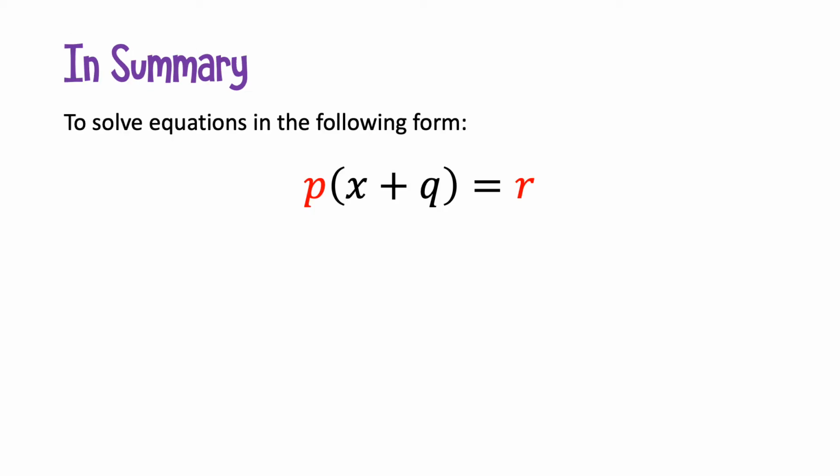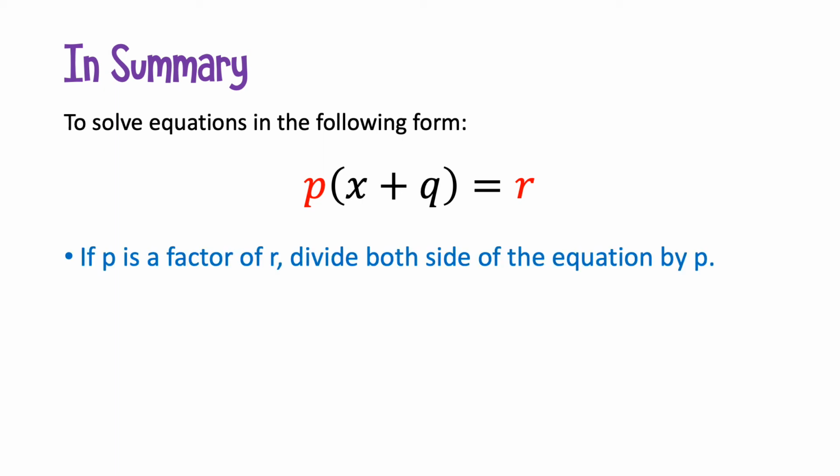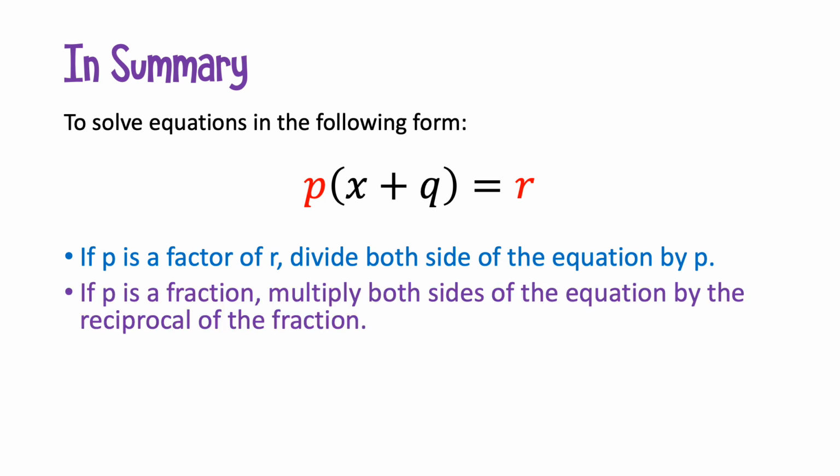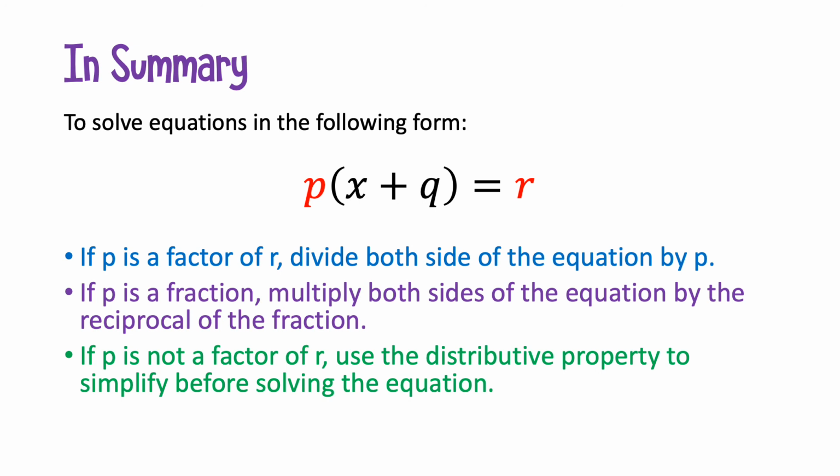In summary, for equations in the following form, with an outside term being multiplied by terms inside parentheses, we're going to see if p is a factor of the answer, or if the outside coefficient is a factor of the answer, we divide both sides of the equation by the outside coefficient to cancel it out. Next, if p is a fraction, multiply both sides of the equation by the reciprocal of the fraction. So if you see a fraction outside the parentheses, multiply by the reciprocal. If p is not a factor of r, use the distributive property to simplify before solving the equation. So simplify with the distributive property if you cannot divide by the outside coefficient.